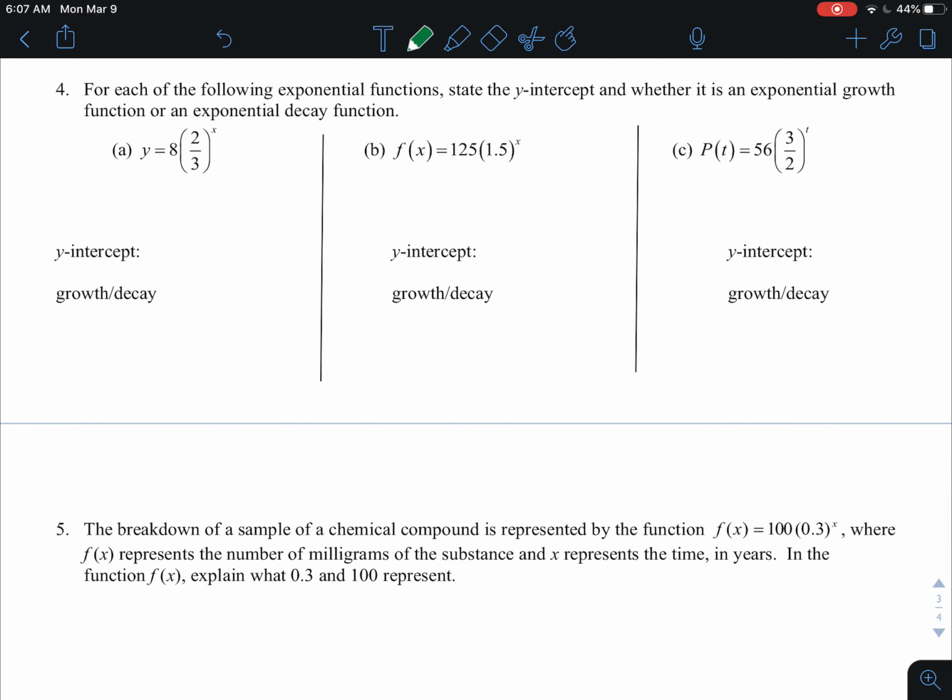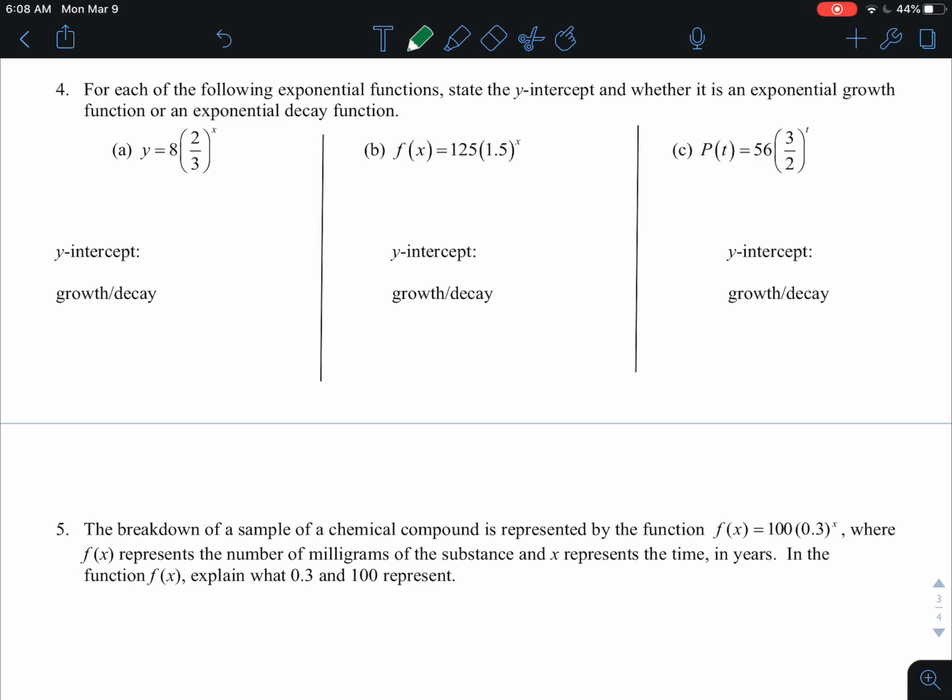Okay, for the next question, you have 3 functions, and all I want you to do is identify the y-intercept and then tell me whether it's growth or decay. So I am going to ask you again to pause the video and try the question, and then I'm going to go over it. Okay, so I'm ready to go over it.